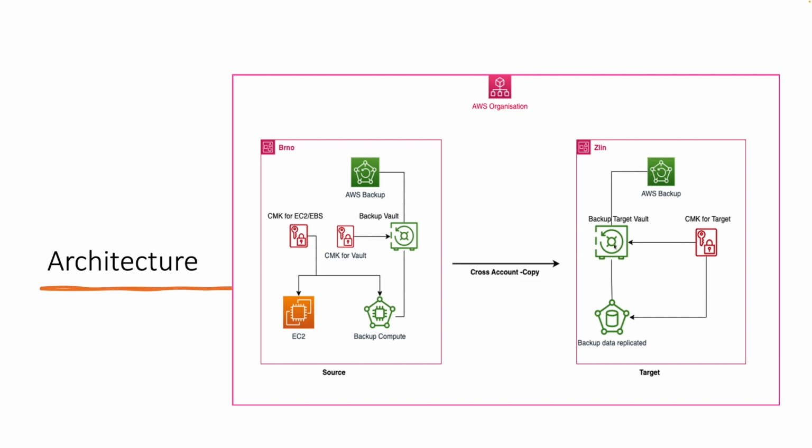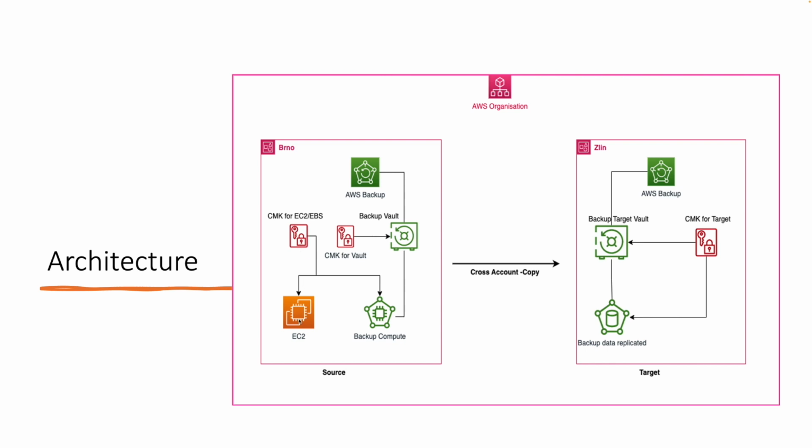So here in the target you can see the same key we'll use to encrypt the backup vault, and the same key is used for the backup data. So we need only one key. So all the data the backup role will decrypt in the source region or the source account, then re-encrypt with the target key and keep the data in the DR side.